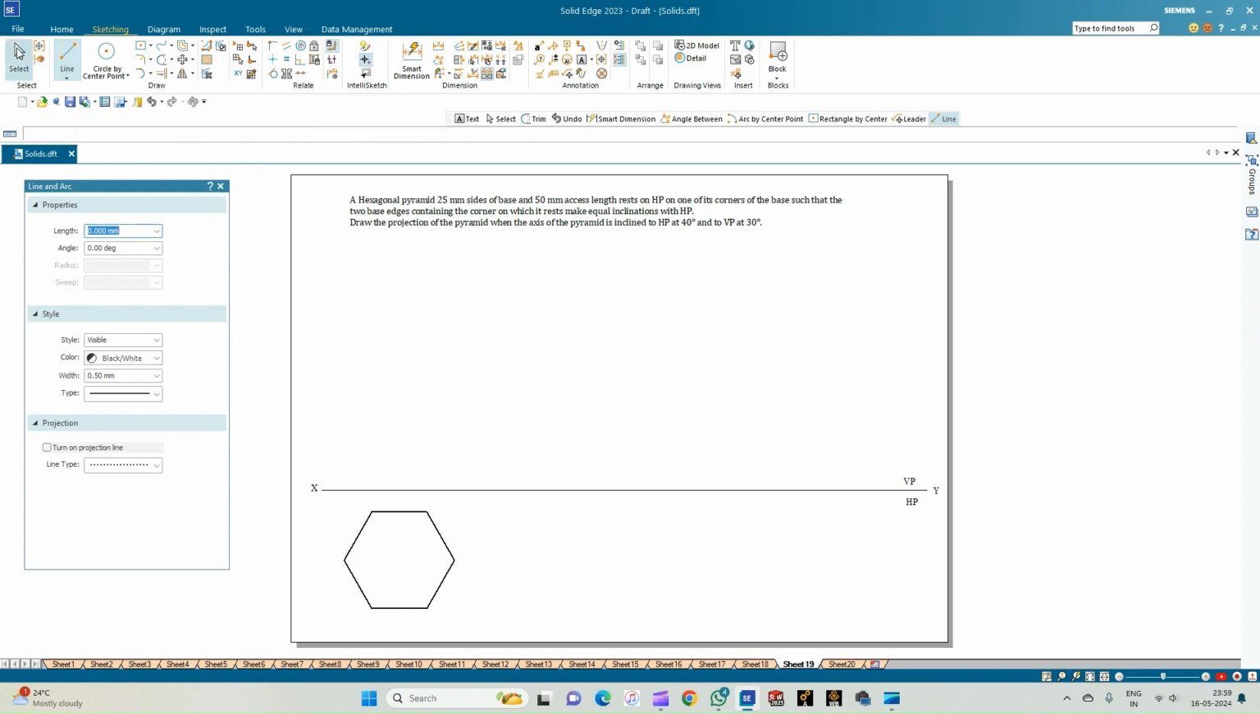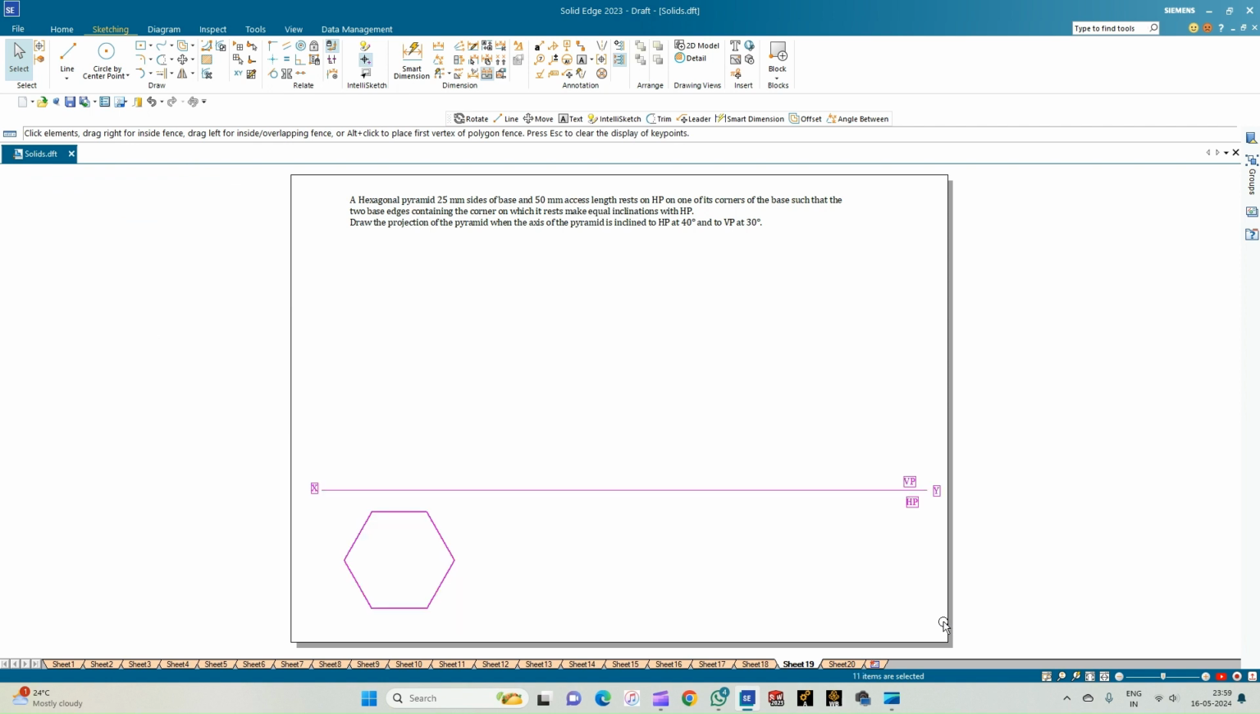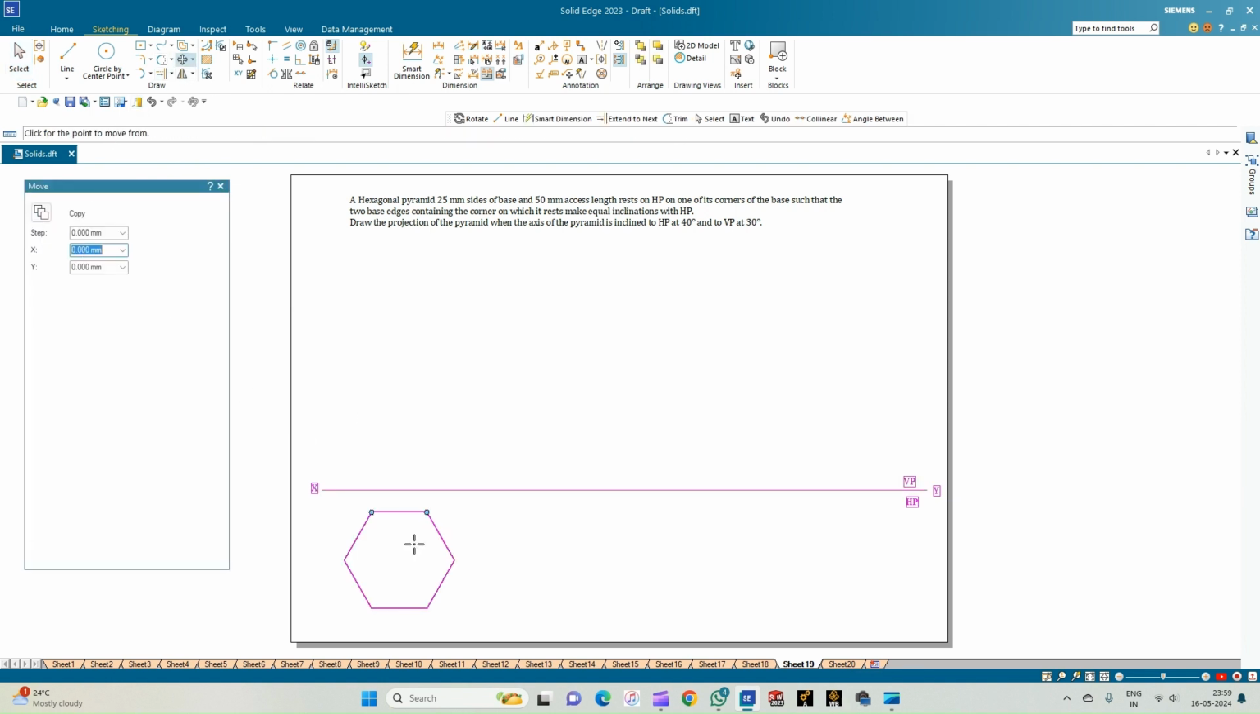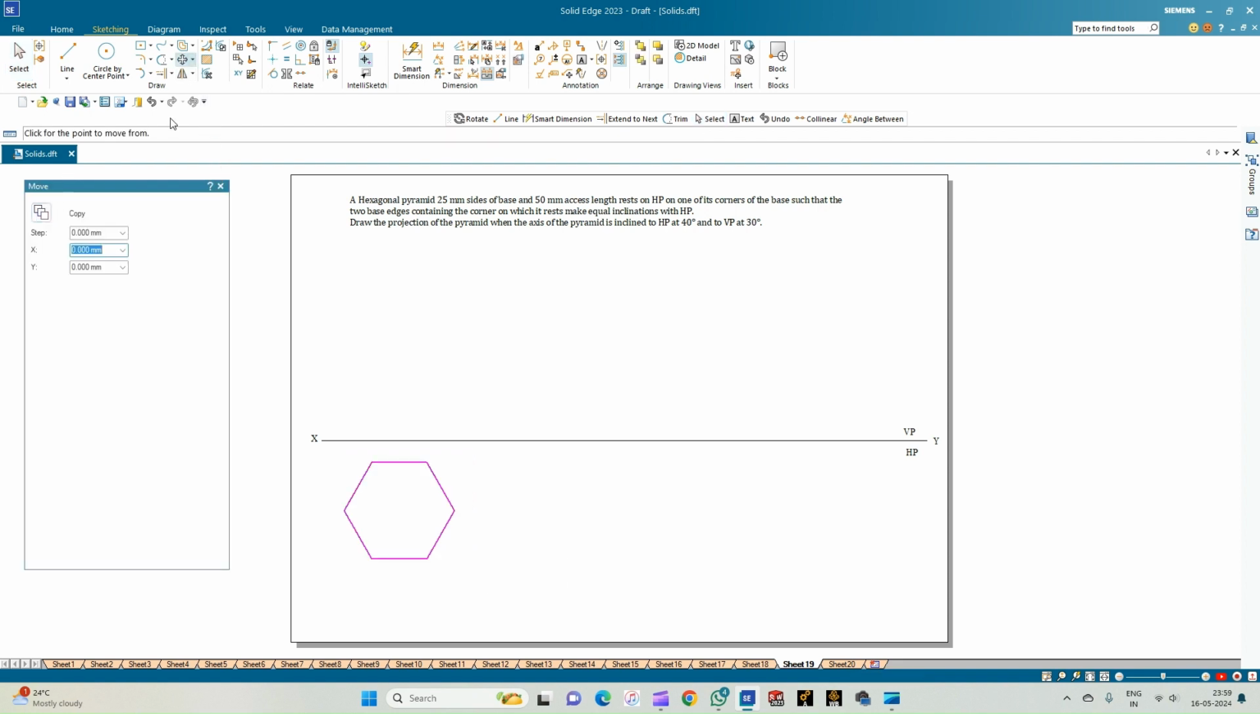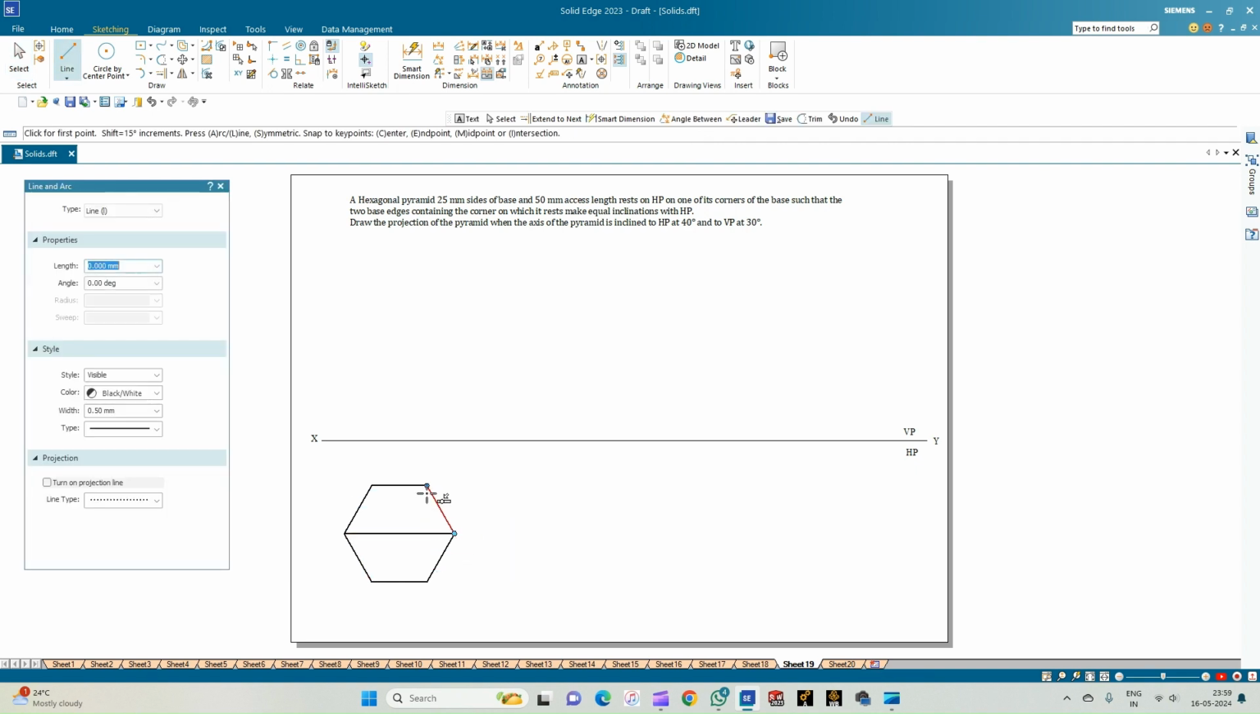So we'll construct the diagonals of the pyramid now. We have completed the top view of the hexagonal pyramid. So you can see that it is resting on this corner, and these two edges containing this corner are making equal inclinations with the horizontal plane.